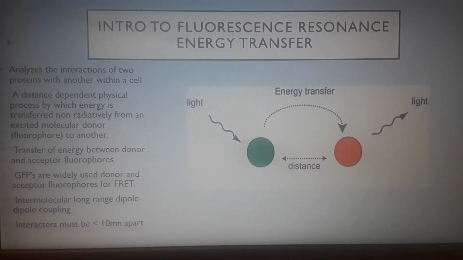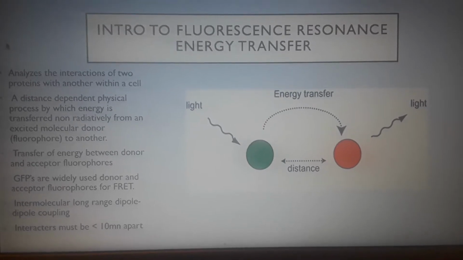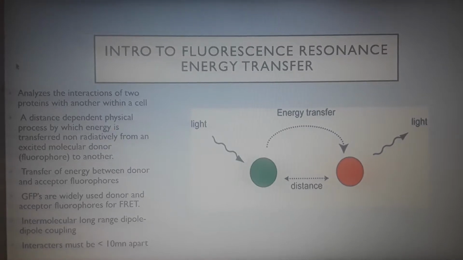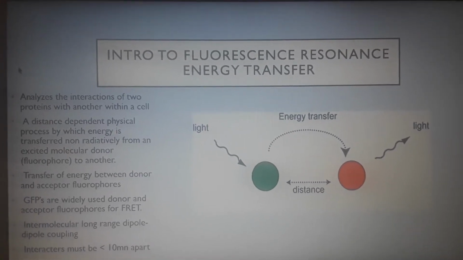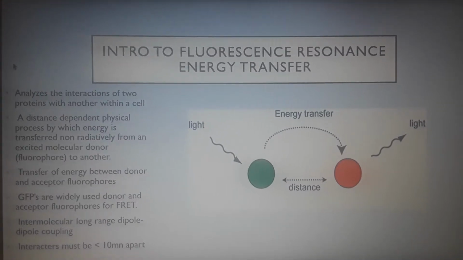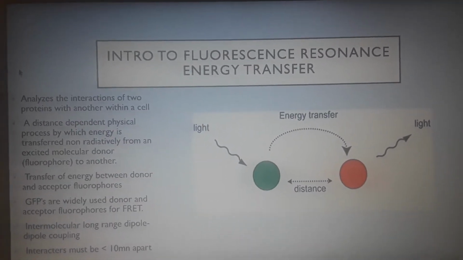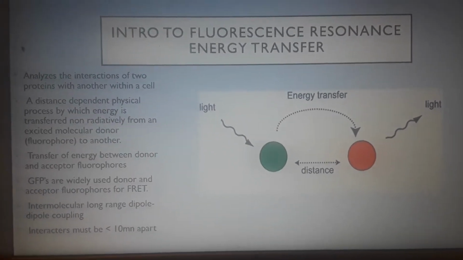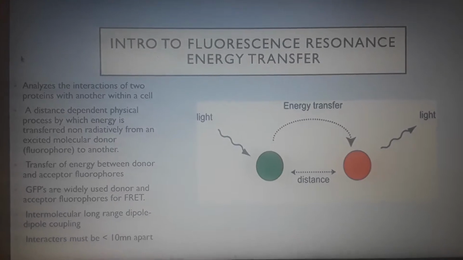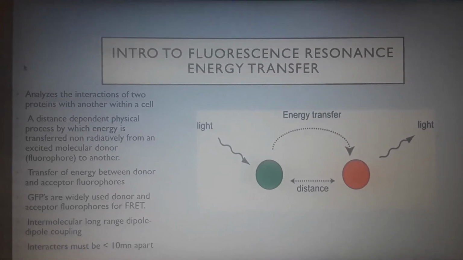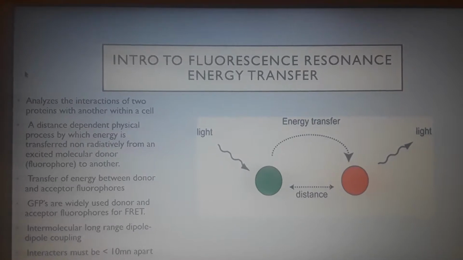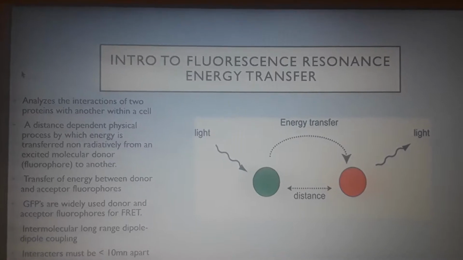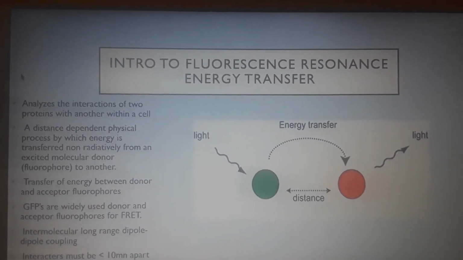The interactions of two proteins with one another within a cell can be analyzed by a technique called fluorescence resonance energy transfer, or FRET. It is a distance-dependent physical process by which energy is transferred non-radiatively from one excited molecular fluorophore, the donor, to another fluorophore, the acceptor. A fluorophore is a fluorescent chemical compound that emits light upon excitation. It absorbs energy of a particular wavelength and emits energy at a different but specific wavelength.